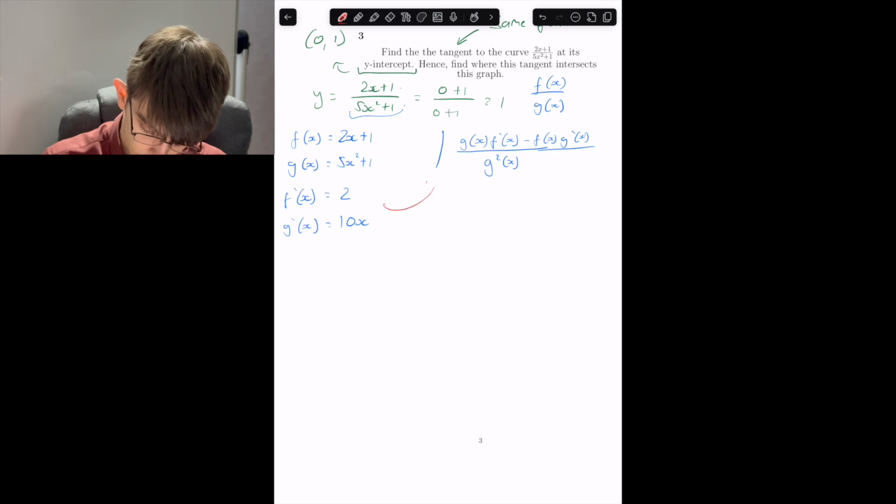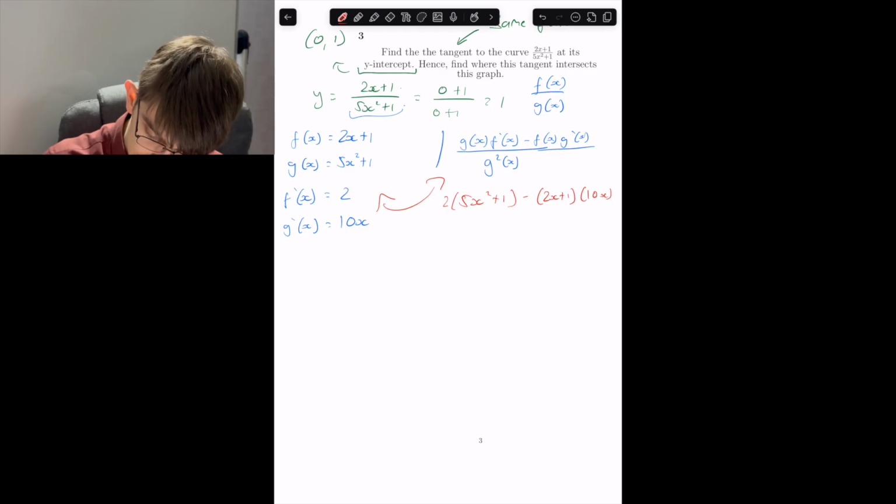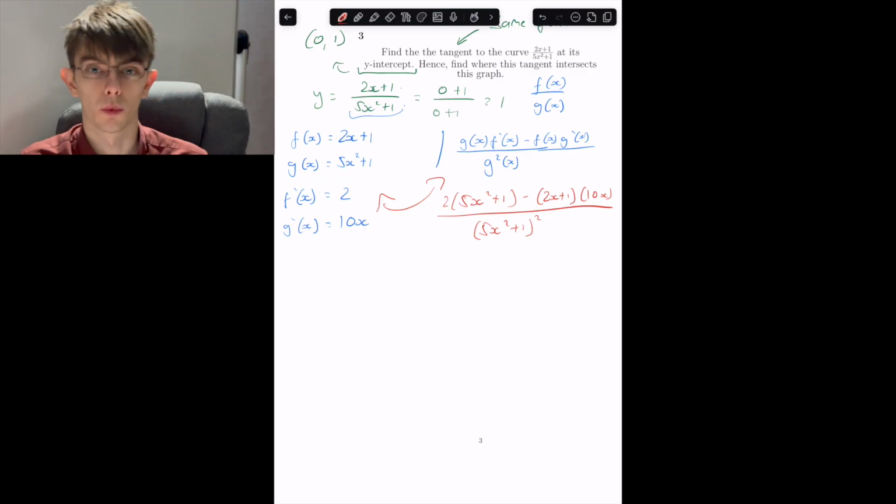Right, now let's combine these together. So g of x is 5x² + 1 times f prime of x is 2, minus f of x is 2x + 1 times g prime of x is 10x, all over (5x² + 1) all squared.